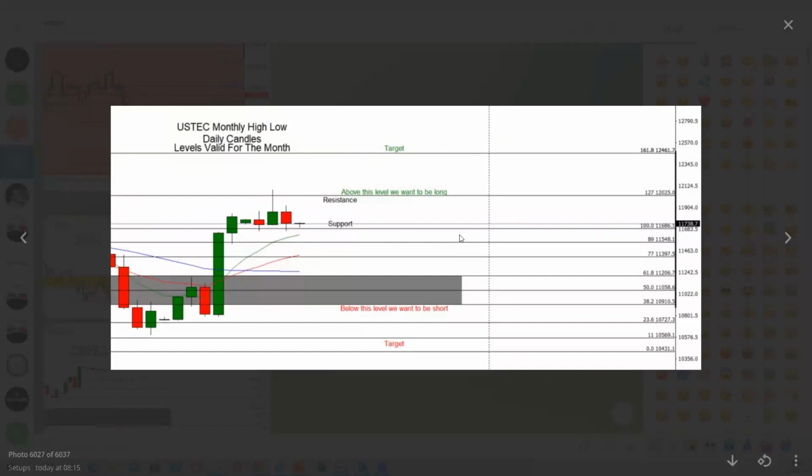On the USD monthly high-low, currently between levels of 100 and 127. Trend is up. It is above 21, above 50. So we're still looking now for a push above the 127 level to aim for that 161.8 target.